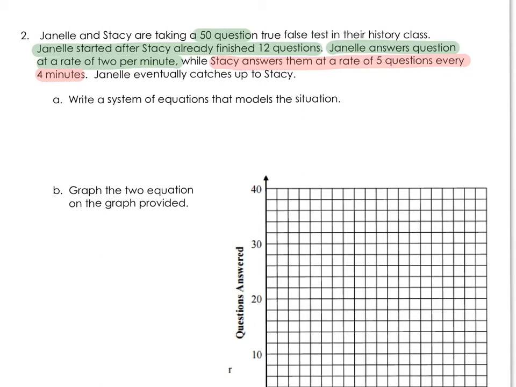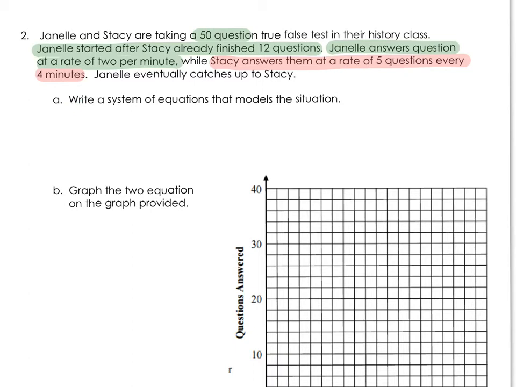Well, we have that it started off with the 50 questions, and we have them answering them at different rates. So, what is the unknown? The unknown is how long it'll take for them to catch up. We know that eventually Janelle will catch up to Stacy, but we don't know when. So, X is going to be our number of minutes.